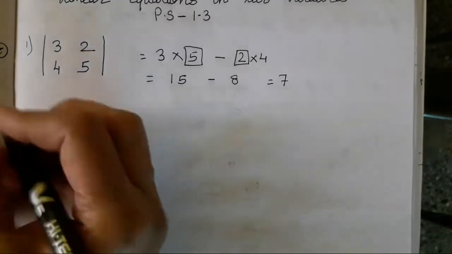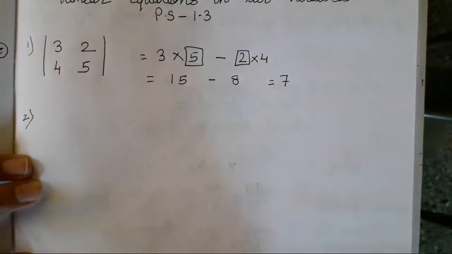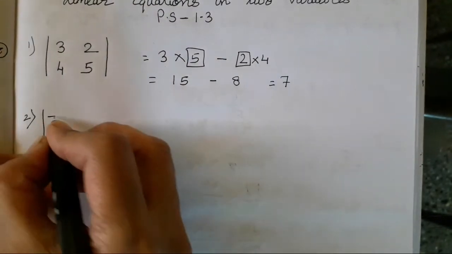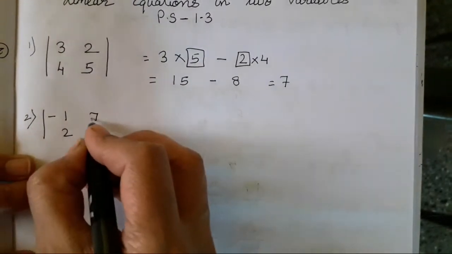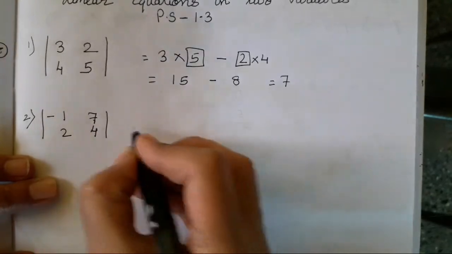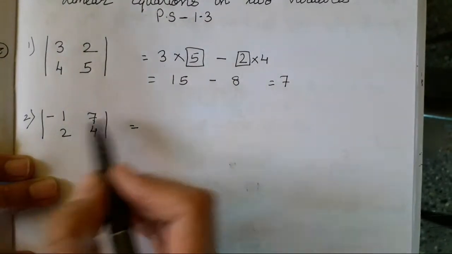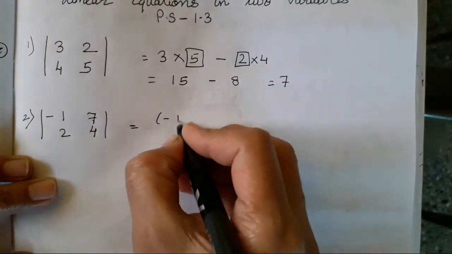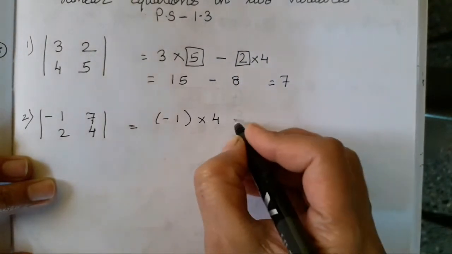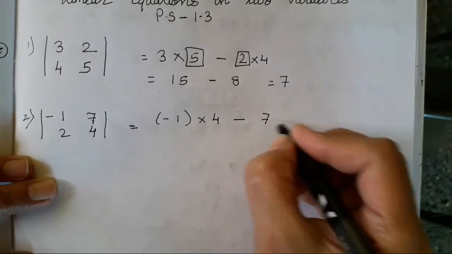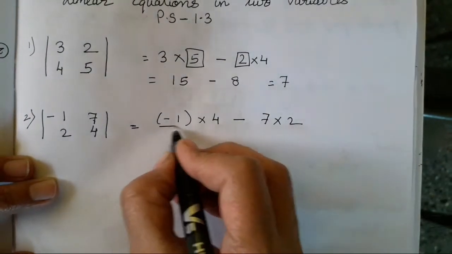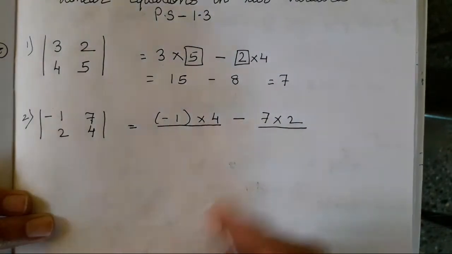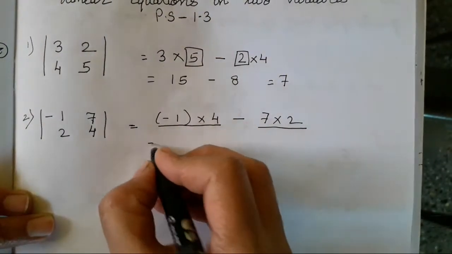The next question from the same exercise is: find the values of the following determinants. So this is the question that they have given. In the same way, cross multiply it and subtract it. So how are you going to write it? Minus 1 into 4, minus sign, 7 into 2. If you are getting confused, you can even underline it so that it doesn't get mixed up. Okay, so multiply it.